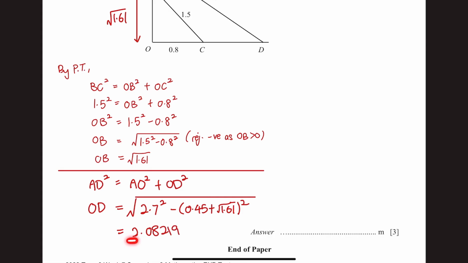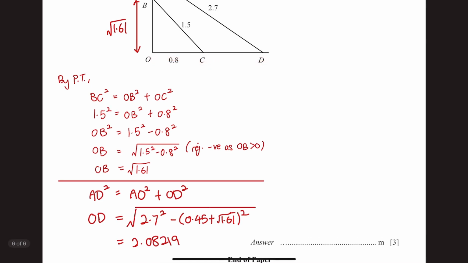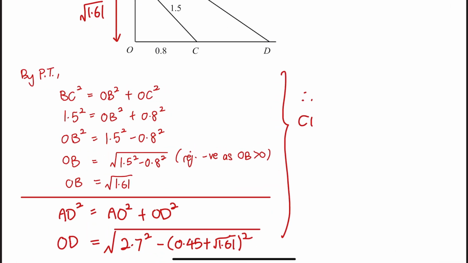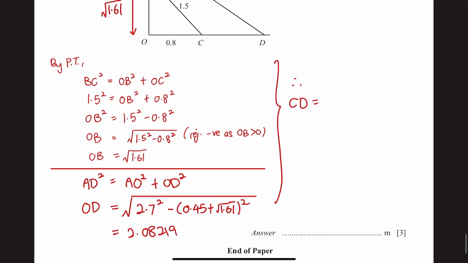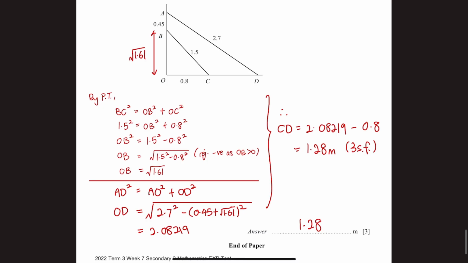Take note, this is not the final answer yet. I don't round this off to 3SF. I leave it as at least 5 to 6 SF for accuracy. Therefore, from here, I know the length of OD. Last step, to find the length of CD, I simply minus away 0.8. So CD is equal to the length of OD, which is 2.08219 minus away 0.8. The final answer to this question can be rounded off to 3SF: 1.28 meters. Okay, and therefore, the answer to this question is 1.28.